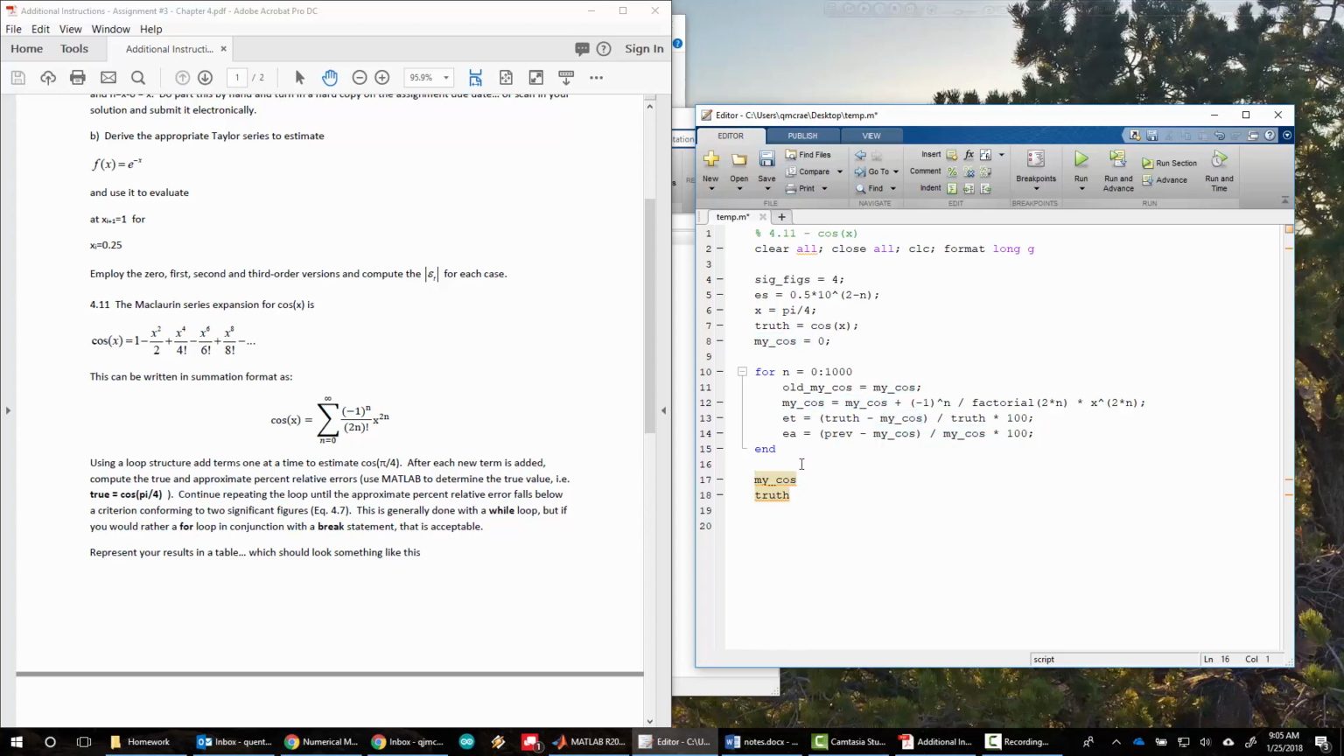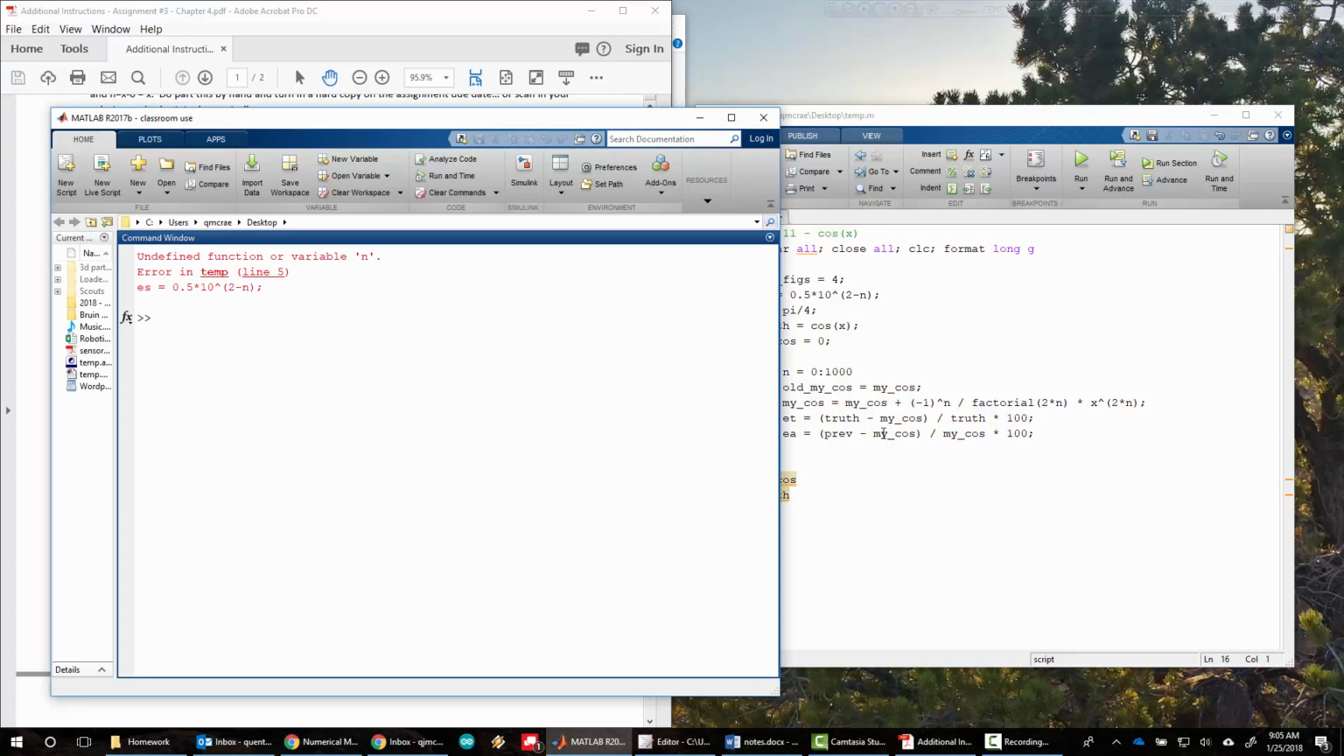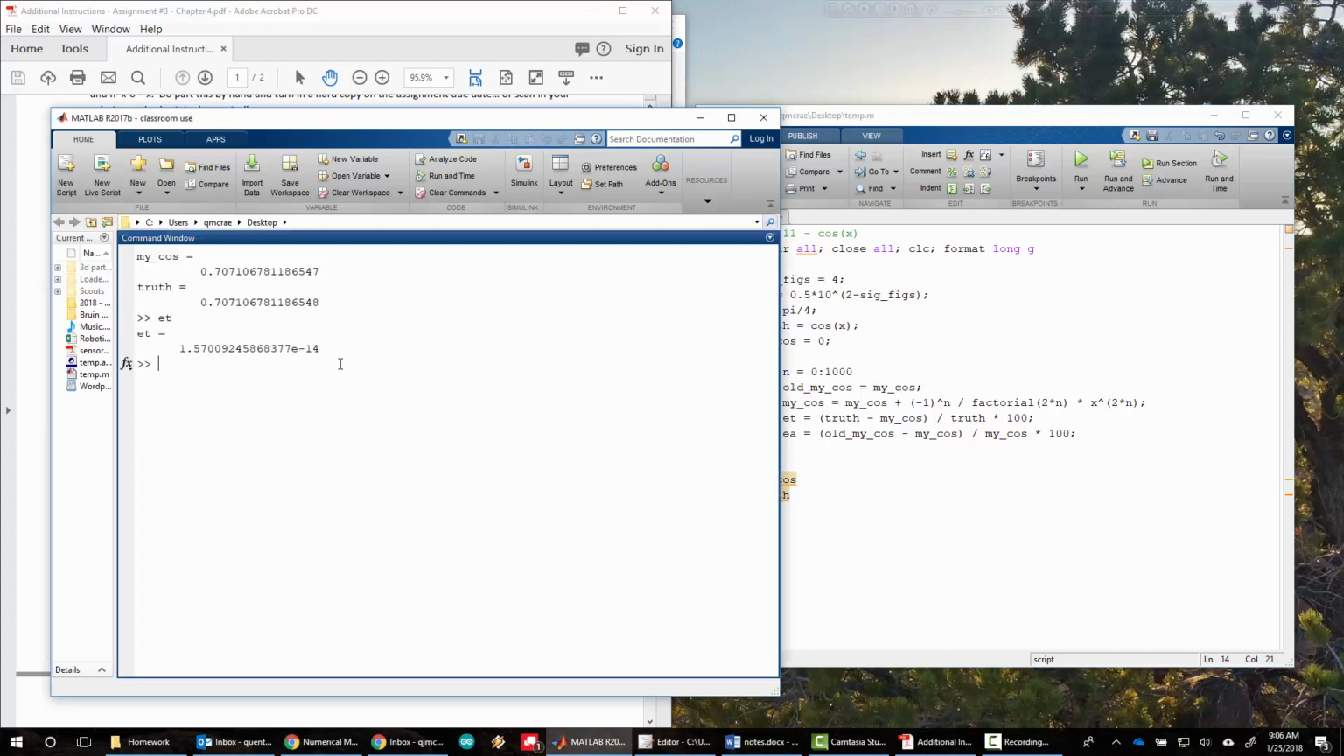The problem is if I run this, boom, look at this. What did I forget? Undefined function or variable n in line 5. Oh yeah, turns out I have to call this sig figs. Okay, now I'm going to run this. Previous, did I leave previous somewhere around here? Oh, I called this now my cosine. So run that. Lovely, there I have an answer. Okay, so now if I look at ET, it's a number, and EA is a number.